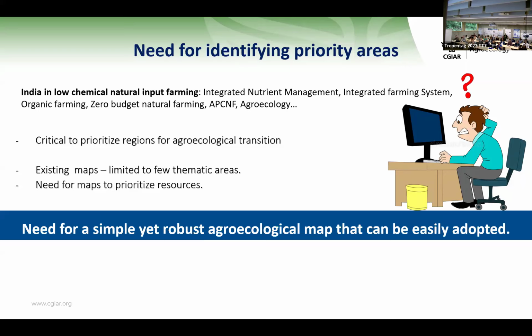Out of the 30 states in India, only one state has natural farming fully in place. Right now, it's about 900,000 farmers, mostly small and poor farmers. In other states, there are other kinds of practices like nutrient management, integrated farming systems, and organic farming. One of the things lacking in India is where do we prioritize these practices? Natural farming, organic farming. Can we do it in all the regions?